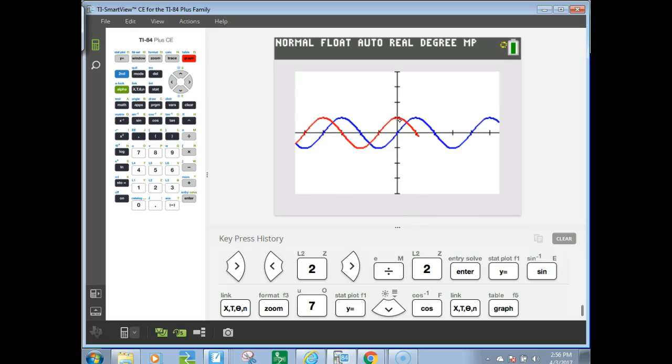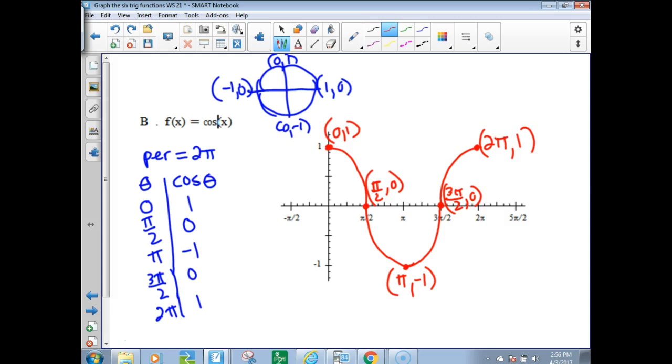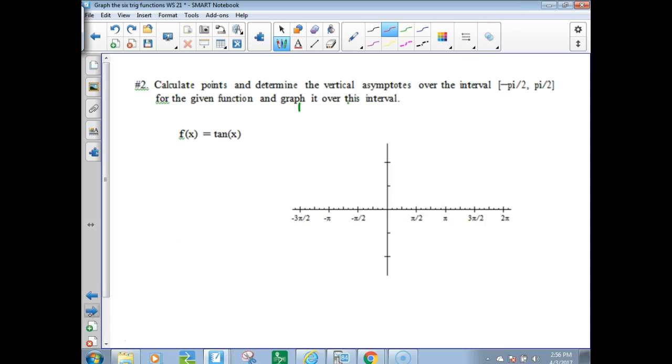And now you can see that it did start here at 0, 1, and then come down, etc. Right, and one cycle is just what we just got through graphing. All right, now we're going to graph the tangent. I want you to think about your unit circle again when graphing this.